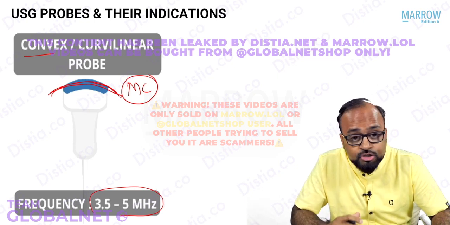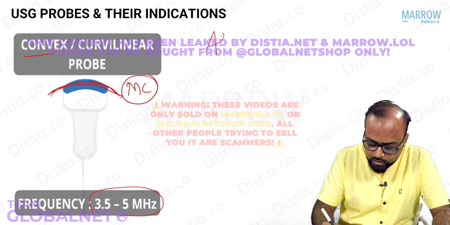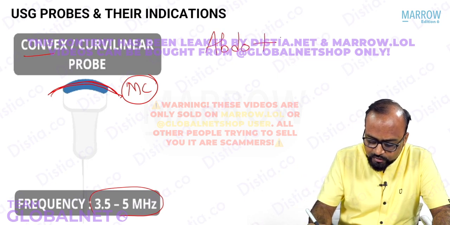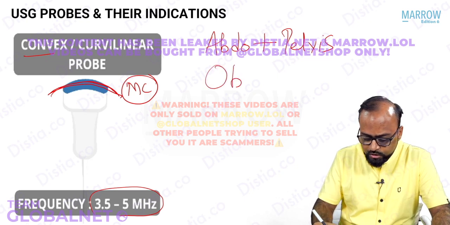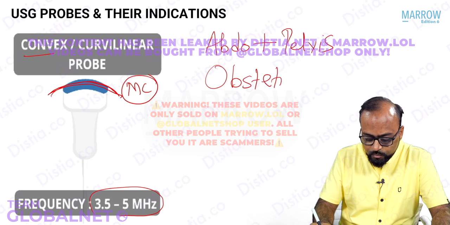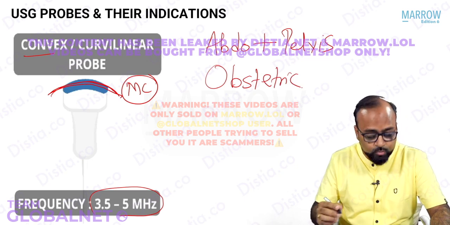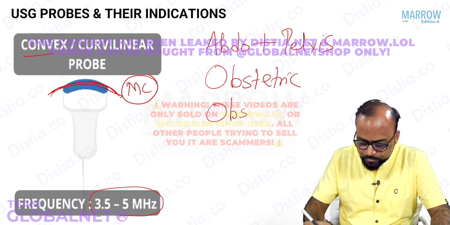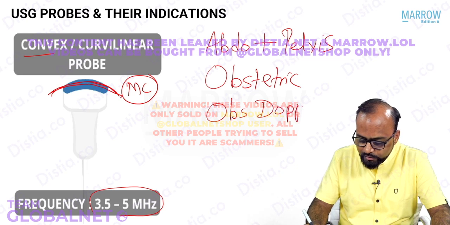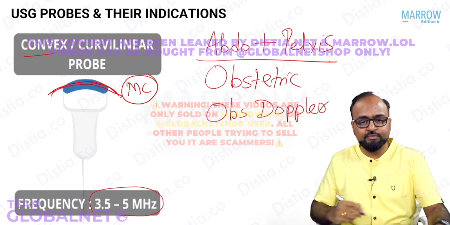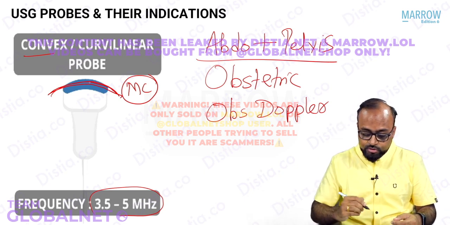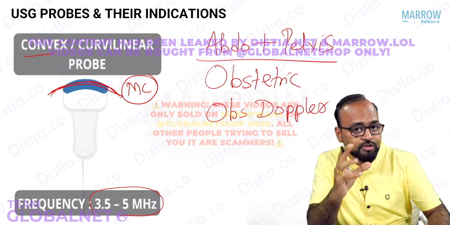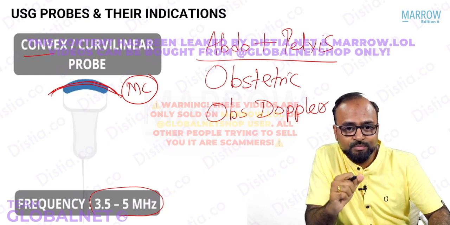This is the probe which is routinely used for all the abdomen and pelvis ultrasound. This is the probe which is used for all the obstetric ultrasound. This is the probe which is used for the obstetric Doppler imaging. So if next time you go for an abdomen-pelvis ultrasound, you see which probe the radiologist is going to hold. The radiologist is going to hold this particular convex probe.